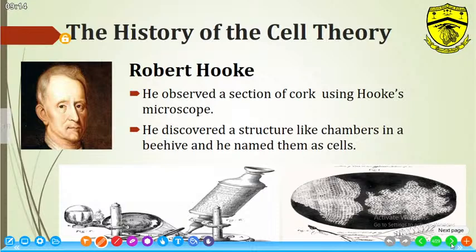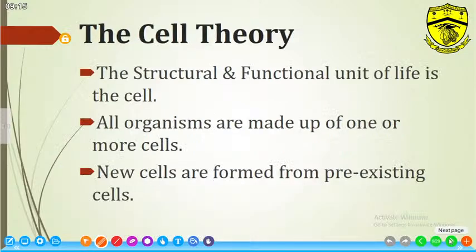Robert Hooke observed a section of cork using a Hooke microscope. He discovered a structure like chambers in a beehive, and he named them cells. So we know that Robert Hooke first discovered the structure of the cell. That's a question for you. And next we discuss the cell theory.